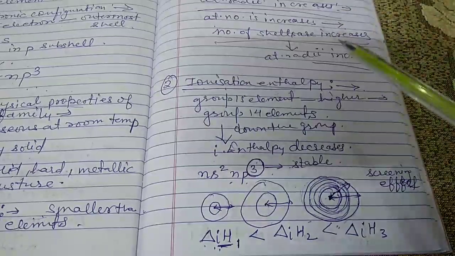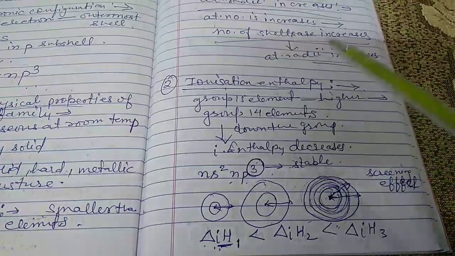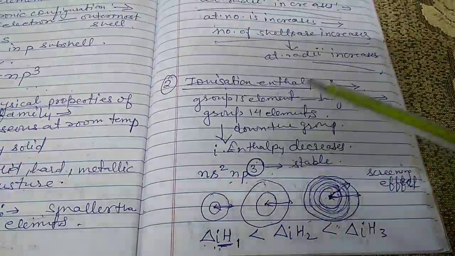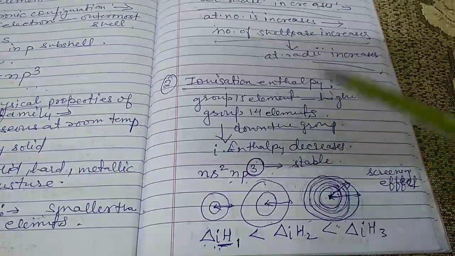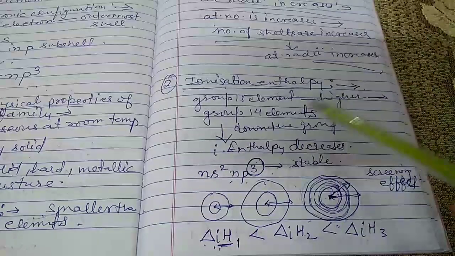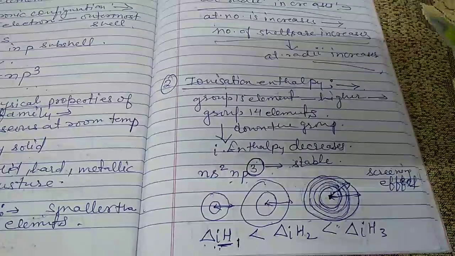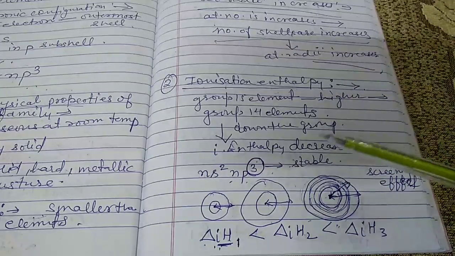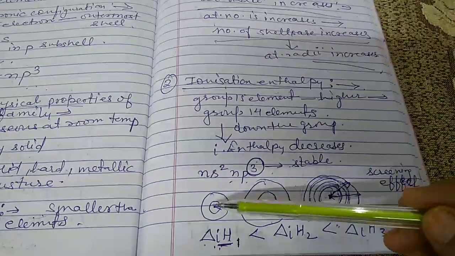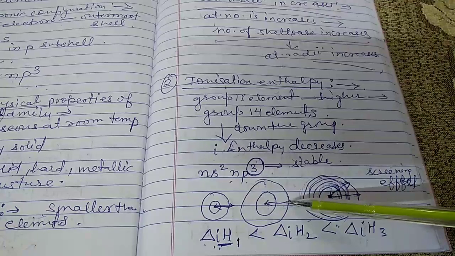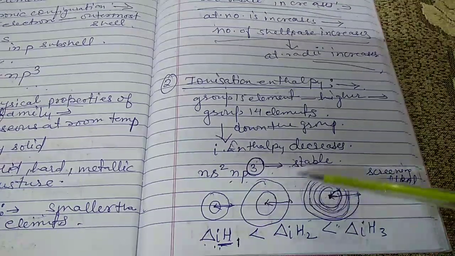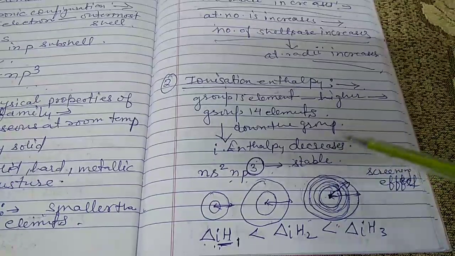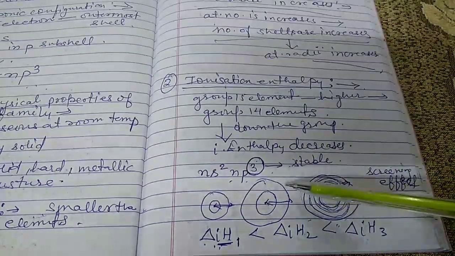Again, the reason is same, that as we move down the group, there is a very big change in the atomic number. So the number of shells increases, and as the number of shells increases, the force of attraction between the nucleus and the outermost electron decreases. That's why a lesser amount of ionization enthalpy is required to remove such kind of electron from that atom.